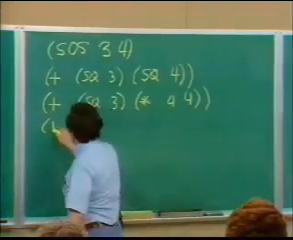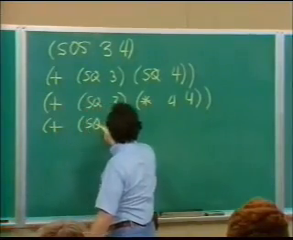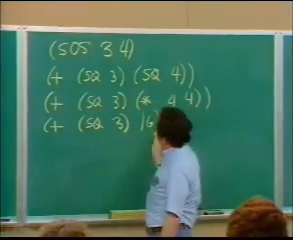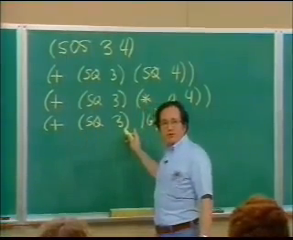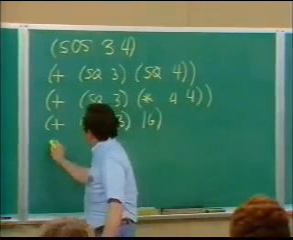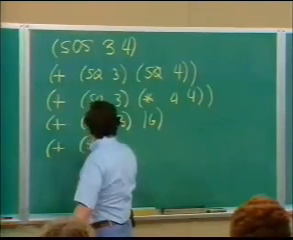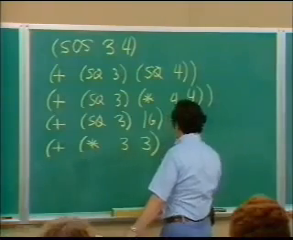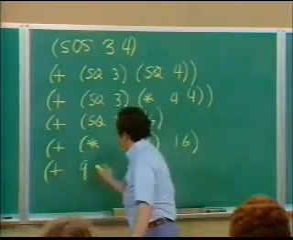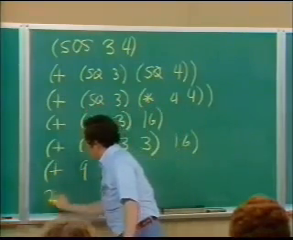So this is nothing more than the sum of the square of 3 and 16. And now I have another thing I have to evaluate. But the square of 3, well, it's the same thing. That's the sum of the product of 3 and 3 and 16, which is the sum of 9 and 16, which is 25.